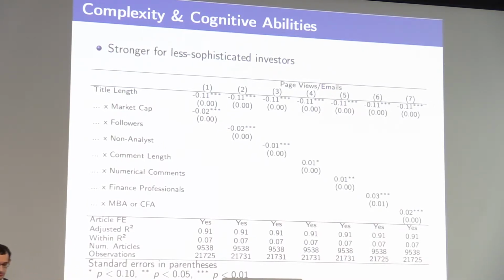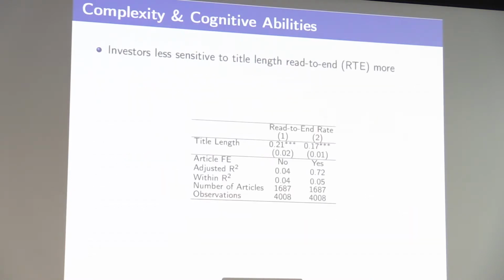And I do some other things. So it looks like the takeaway from this slide is that more sophisticated people are less sensitive to this complexity measure of title length, but they still are sensitive, quite sensitive.